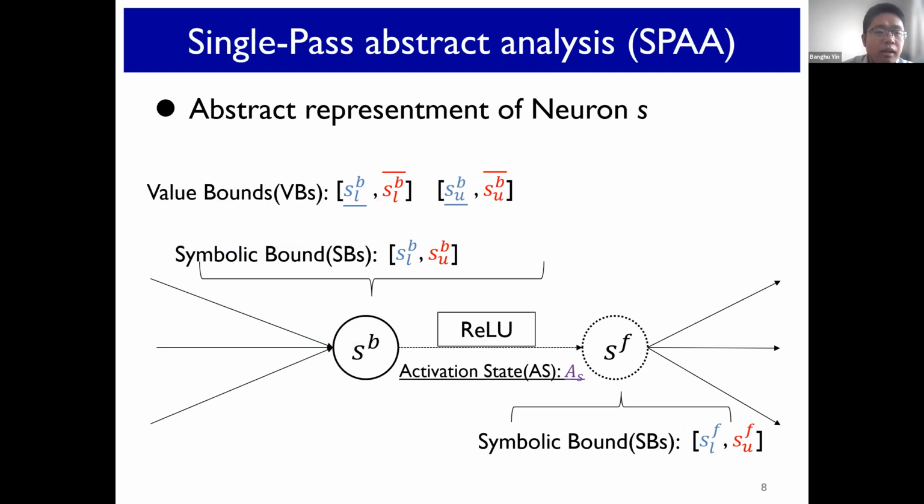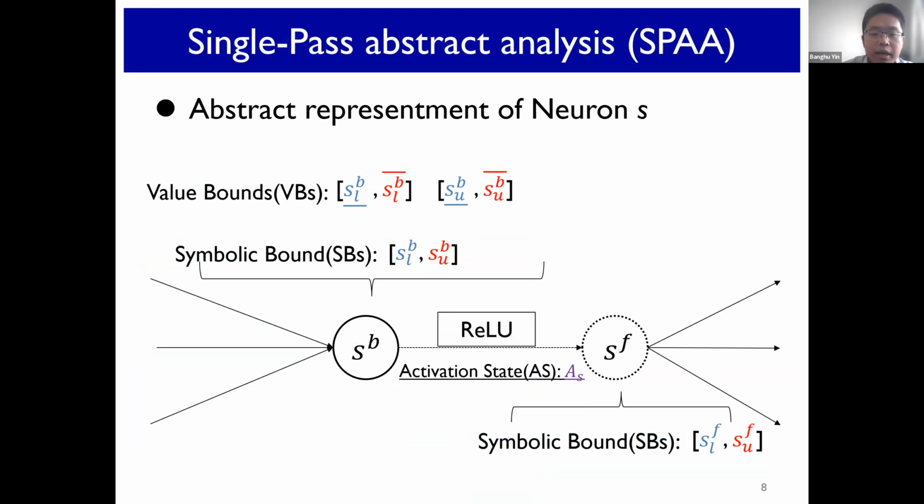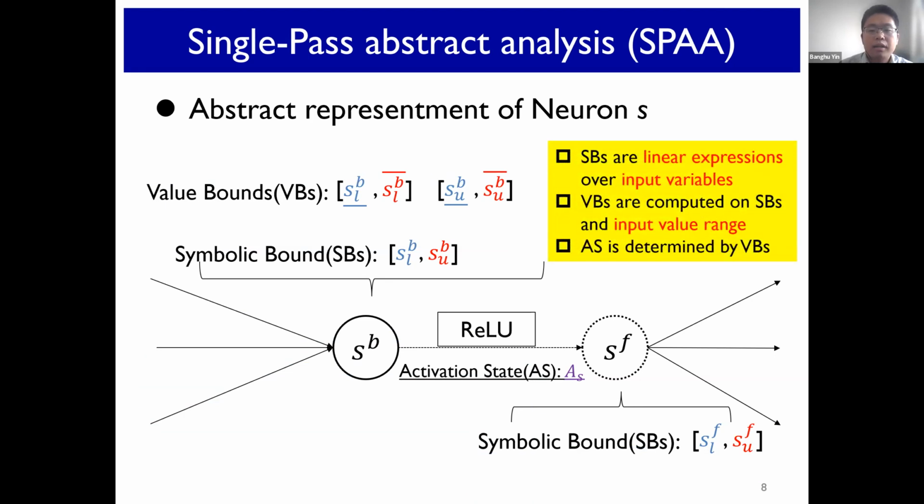We firstly introduce the single-pass abstract analysis, short for SPAA. The abstract representation of each neuron S is as follows. SB represents the value before performing ReLU on S, and SF represents that after ReLU. The activation state of S is denoted as AS, and we record the states of SB and SF with symbolic bounds SBS and value bounds VBS. SBS are linear expressions over input variables. VBS are computed on SBS and the input value range. AS is determined by VBS.